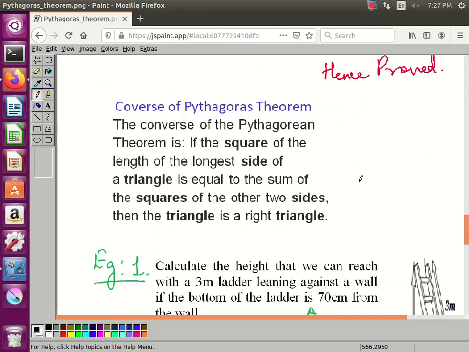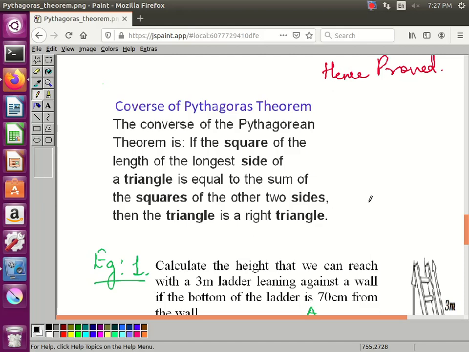Okay. Now you have another theorem, that is the converse of Pythagoras theorem. In the converse of Pythagoras theorem, the proof is not important this year. It's not there for you people. So you just learn the statement just in case you get any problems based on that, okay? You don't have to prove it, okay?